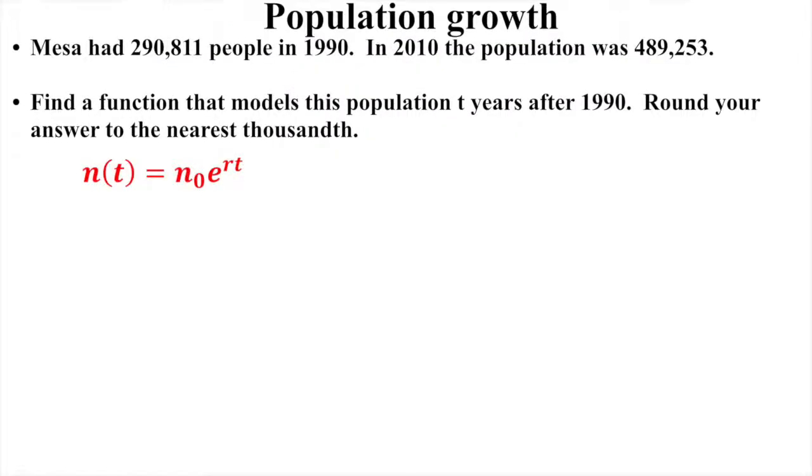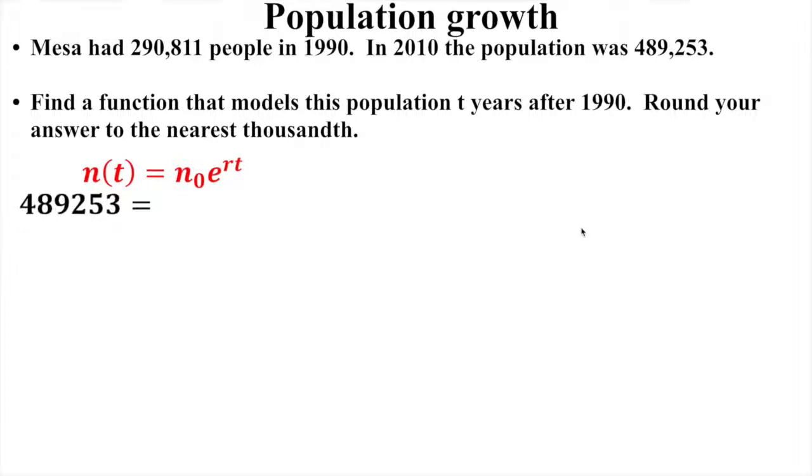Mesa had 290,000 and change population in 1990. In 2010, the population was almost 500,000. So we're asked to find a function that models the population t years after 1990. What we're looking for here is the rate. As soon as we can find the rate, then we can create this function. Well, we have to know the initial population and the ending population. We know both of those right here.